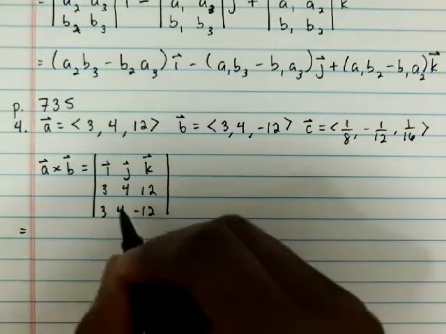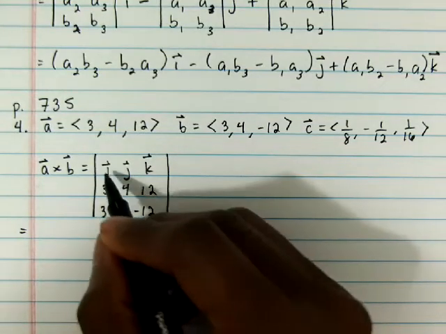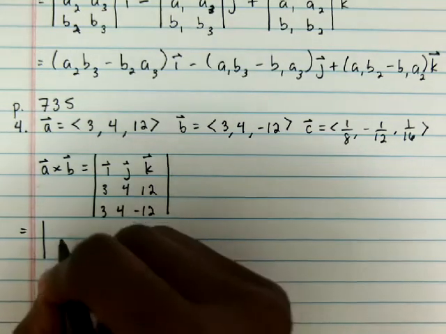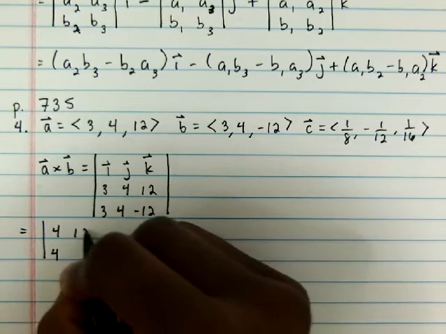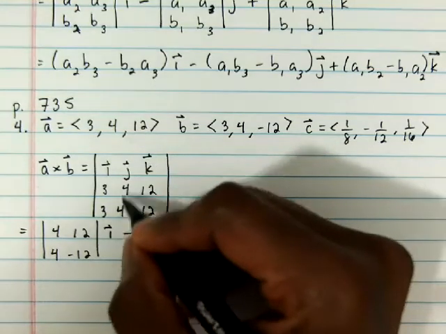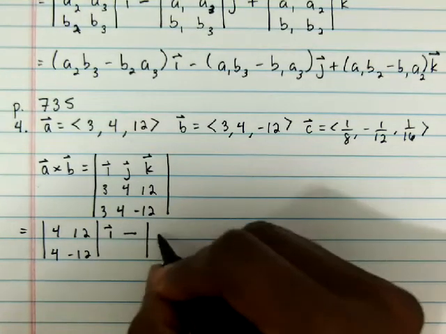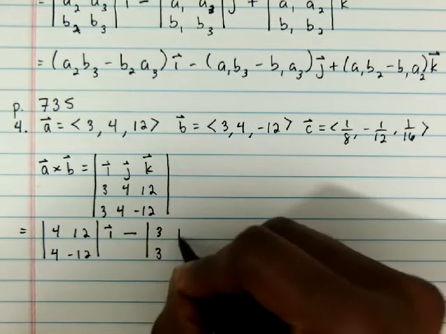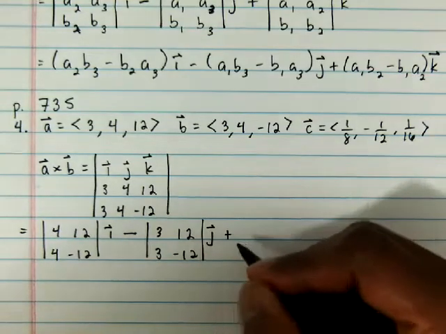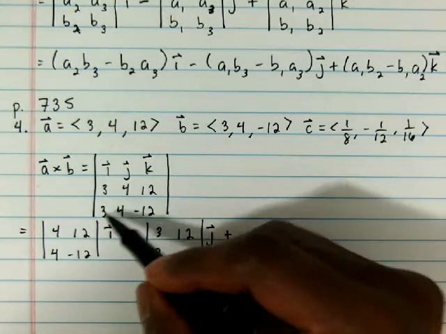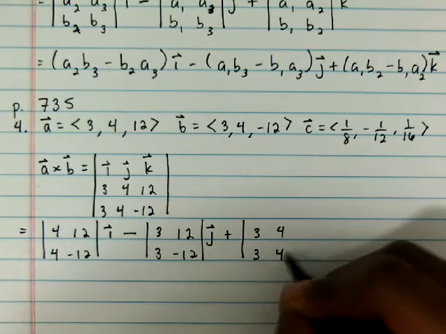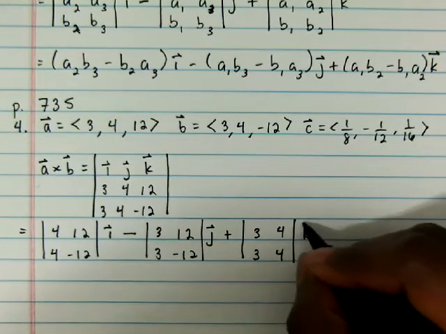All right, so this equals, so I'm going to ignore the I column and then ignore that row that has the I in it as well. So I'm going to have 4, 4, 12, negative 12, and then I. Then I'm going to have a minus sign. I'm going to ignore the J column and put everything else in the 2 by 2 determinant. 3, 3, 12, negative 12. Don't forget to put my J back there. And then plus, ignore the K column. And I'm going to put 3, 3, 4, 4 is what remains. And put the K right there.